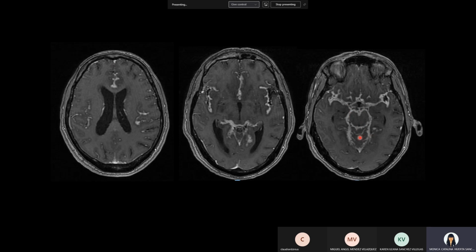Also, we can see nodular leptomeningeal enhancement in the subarachnoid space, seen bilateral in the frontoparietal regions, here and here, the perisylvian regions, and the temporal regions.